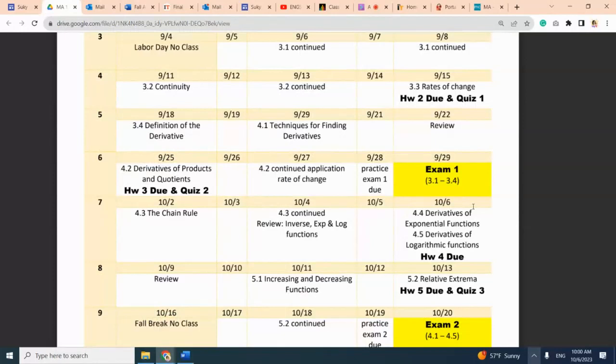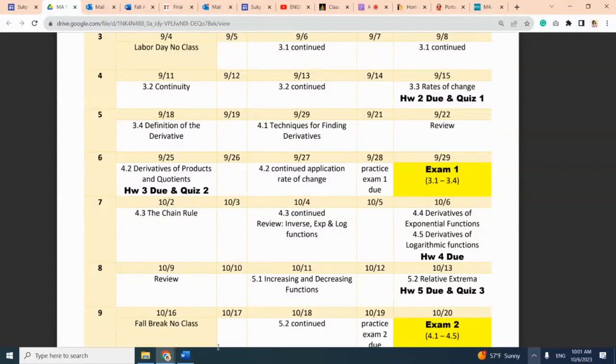We are behind schedule. We haven't started 4.3 yet. So today we're gonna talk about 4.3, and then next Monday we'll talk about 4.4 and 4.5. So we don't have time to review. But you know how the practice exam and exam look like, so you can review at home. And if you have questions, feel free to come ask me.